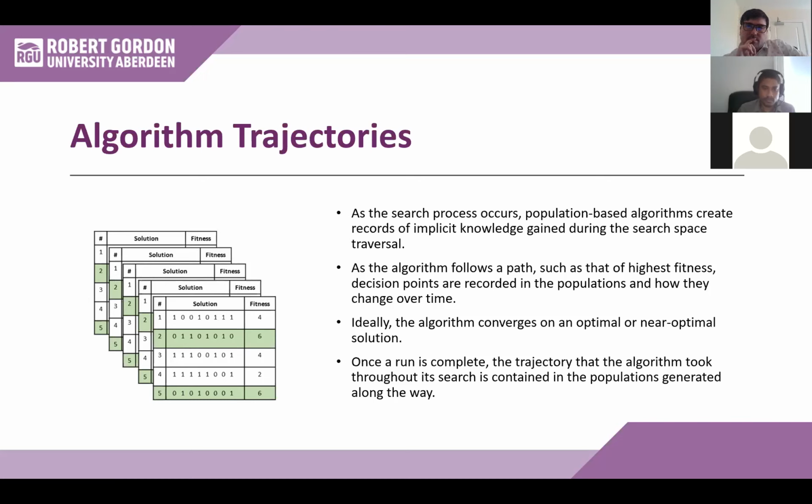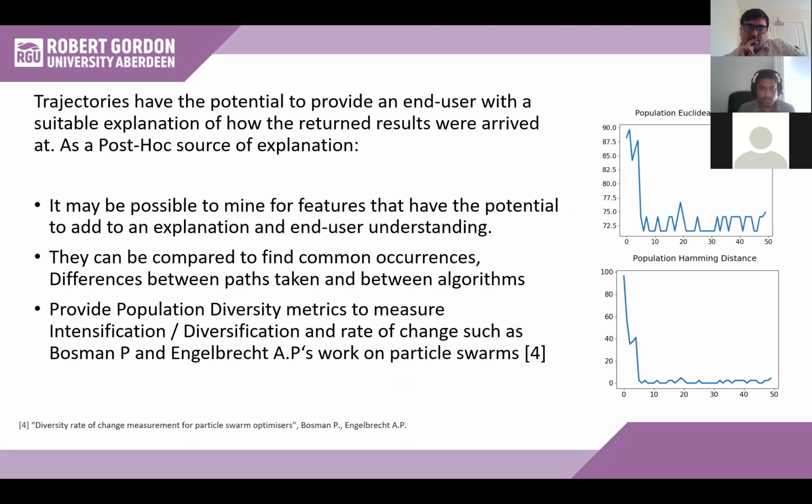And when the run is complete, you have this trajectory, ideally, which, as I said, has been generated for every run and then recorded. So potentially what you can do here is, if you have trajectories, they have the potential to provide the end user with a source of new explanations, or a source of new statistical values that you can use to build an explanation. So these could potentially be mined. If you have multiple runs, you can look at common occurrences or differences between the paths taken by each one algorithm, multiple algorithms.